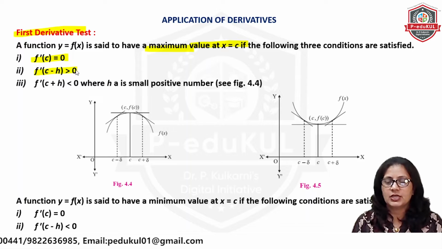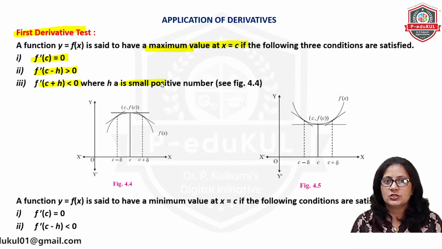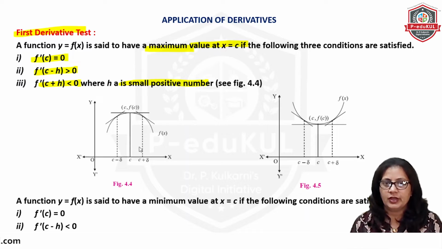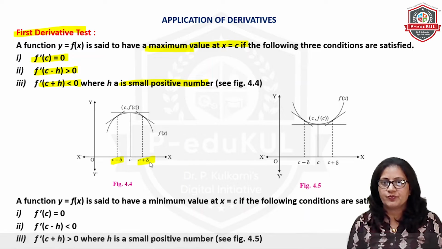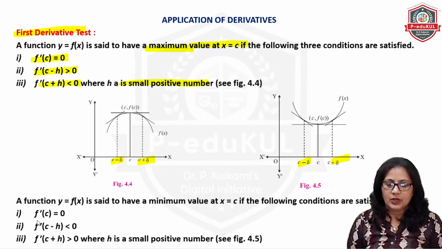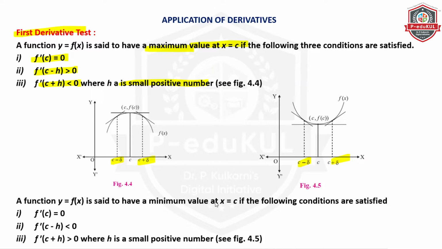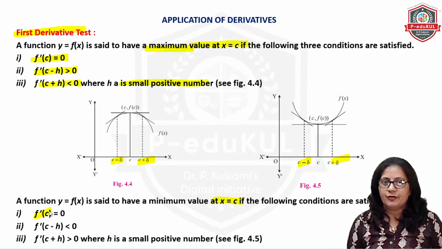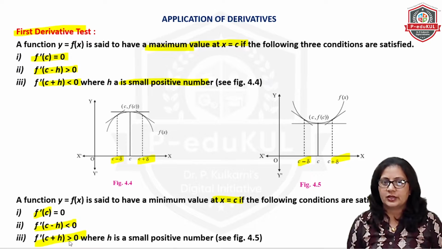Then f dash (c minus h) should be greater than 0, and f dash (c plus h) less than 0, where h is a small positive number. This is the way we have defined these two values. Here it is again the same kind of graph: this is inverted down, this is inverted up. And the function y equal to f(x) is said to have a minimum value if the following conditions are satisfied: f dash c is 0, f dash (c minus h) is less than 0, and f dash (c plus h) is greater than 0.